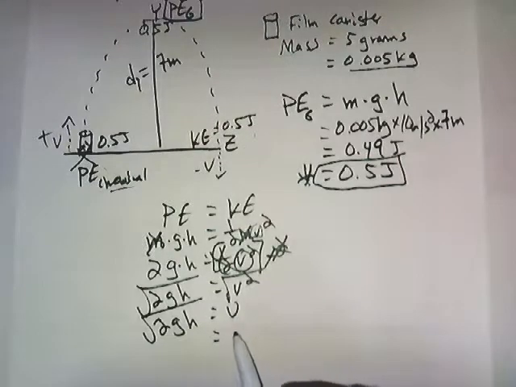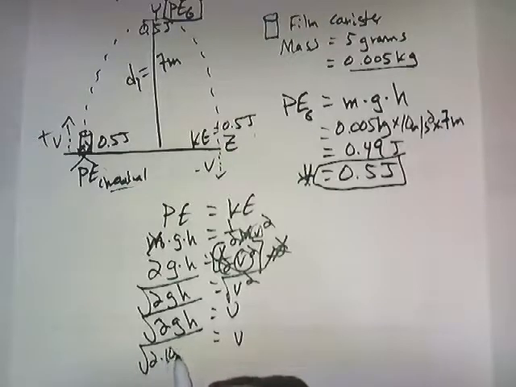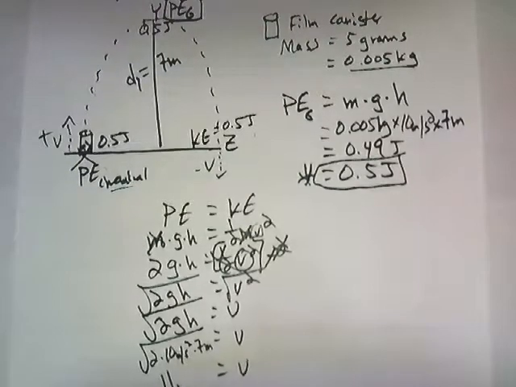I know that the velocity is going to equal the square root of 2 times 10 meters per second squared times 7 meters. In this case, I get a velocity of 11.8 meters per second. Positive on the way up, negative on the way down.